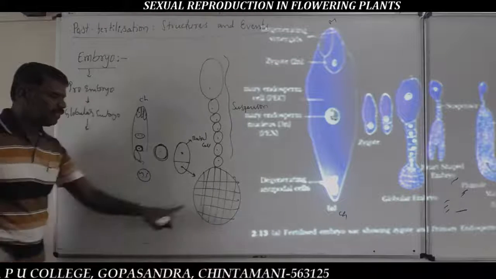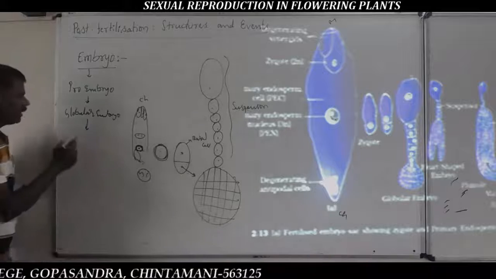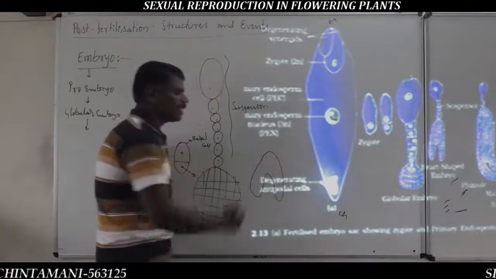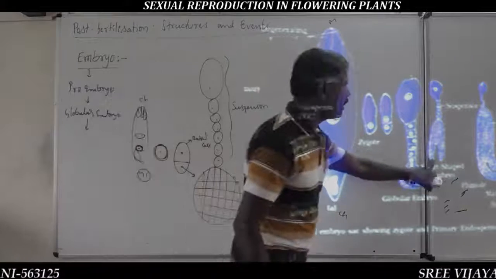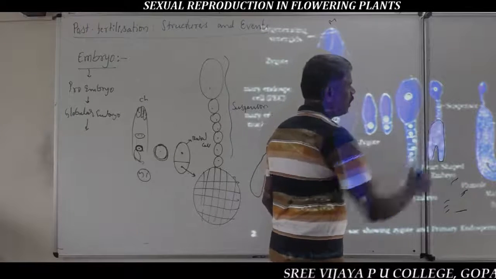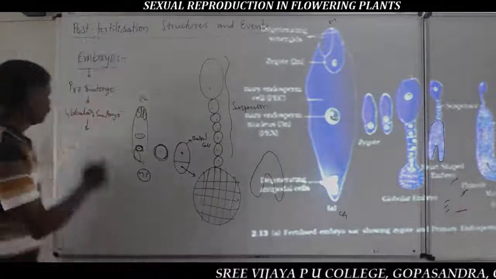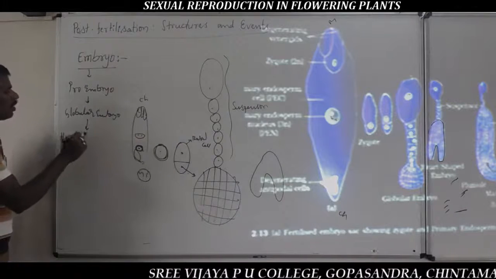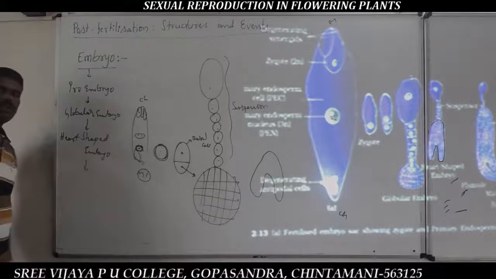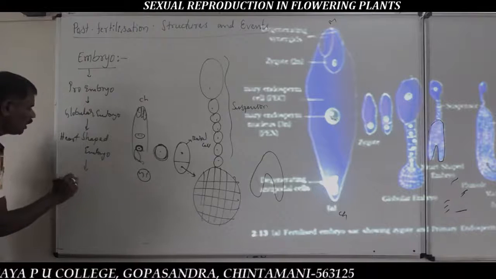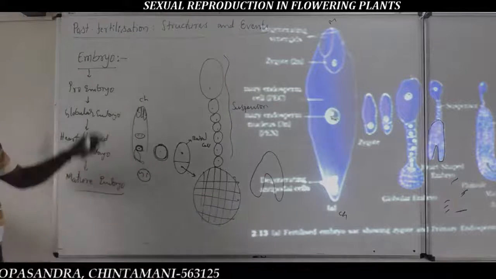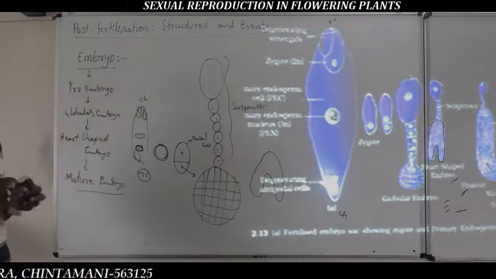Once again, the cells of the globular embryo divide, and it slowly becomes a little bit heart shaped. As you recognize here, the next stage is the heart shaped embryo. The heart shaped embryo completely develops into a mature embryo. These are the different stages of embryogeny.